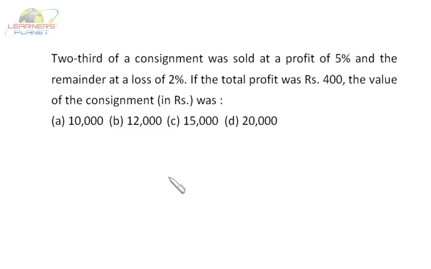Or alternatively, you can find the average profit. This is 2/3 part and this is 1/3 part. That means 2 parts are being sold at 5% profit and 1 part is sold at 2% loss. So the minus sign is denoting loss. It's 1 into 2. Overall, it is 3 parts. So 5 2s are 10 minus 2, 8/3% is overall profit.